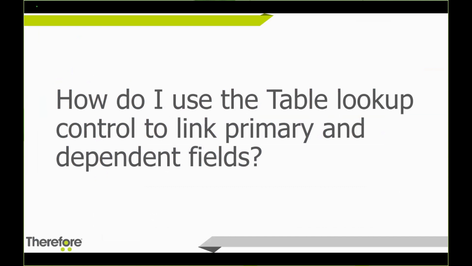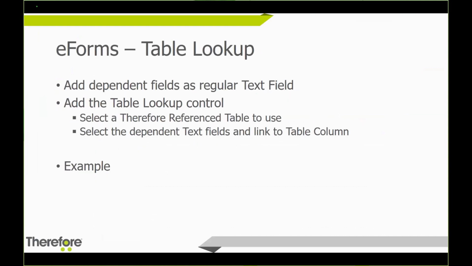So for sure, always a good question is how to correctly use the table lookup control to link primary and dependent fields. You basically use regular text fields or date fields that you can add to the form. And then you add the table lookup control as the primary control to the form, and you link up the data to the different separate fields.